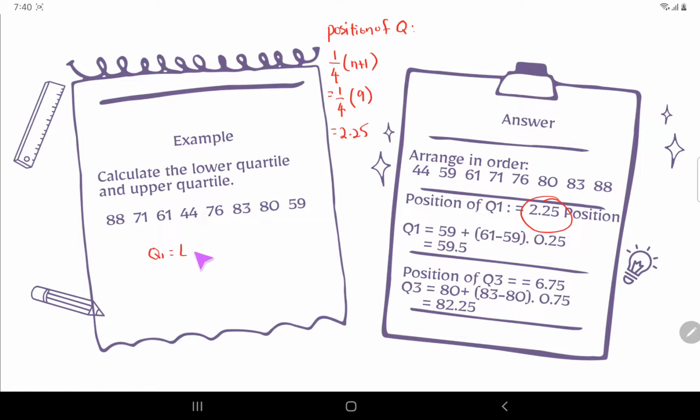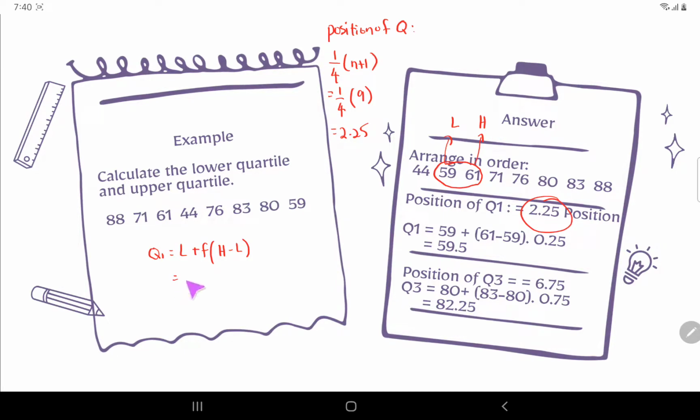L plus F, H minus L. Okay, just now on the previous slide. So our L, this is the position. The position is between the second and third position, because it is 2.25. So it is between 59 and 61. So 59 is our L, lower, and 61 is our H, higher. Higher limit and lower limit.